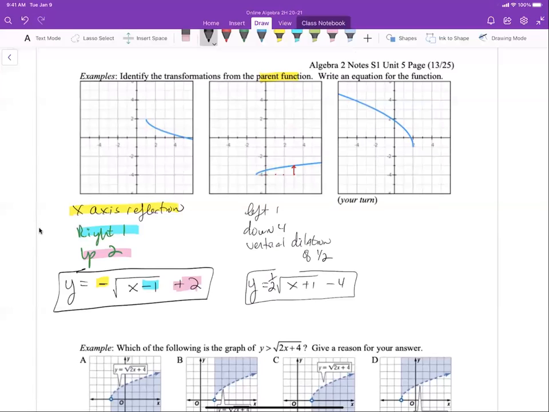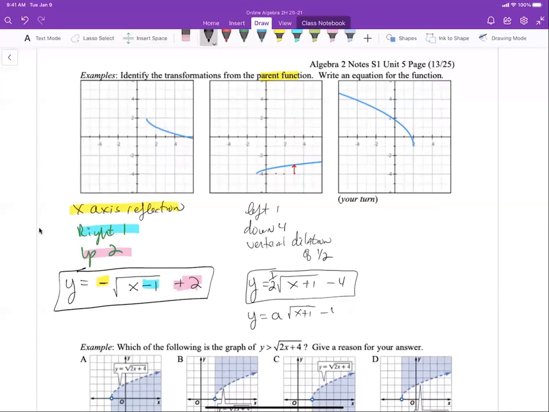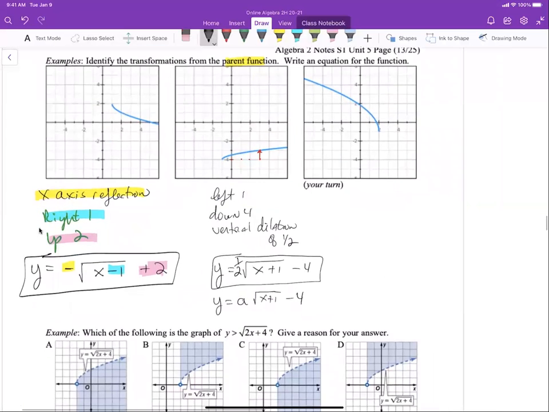Now, if you are struggling with finding that dilation, you can write your equation in this form: a times the square root of x plus 1 minus 4, and then go find 2 points on the graph for y and x. So you could find a point on the graph, for example, let's say right here, and that point would be 3 comma -3. Plug those values into that equation and solve for a, okay?